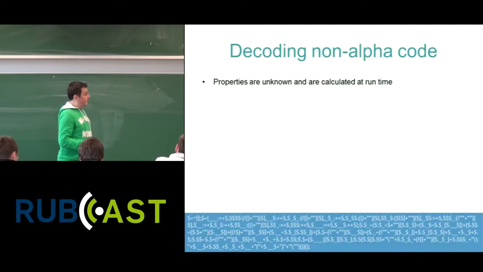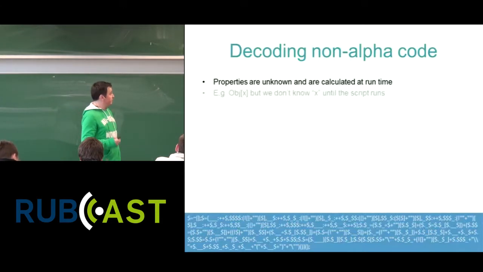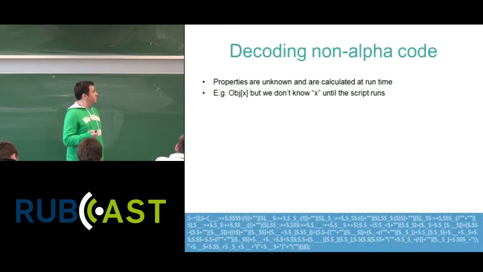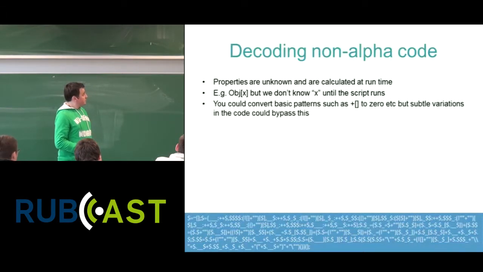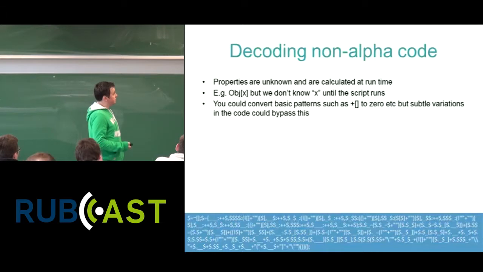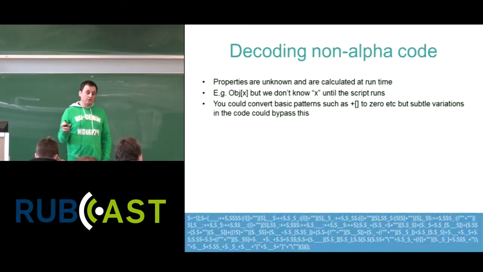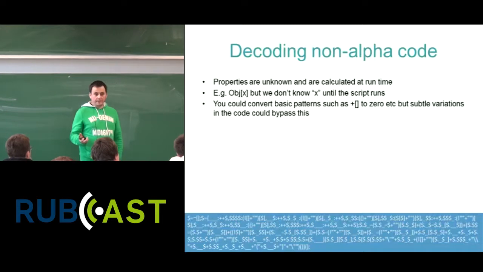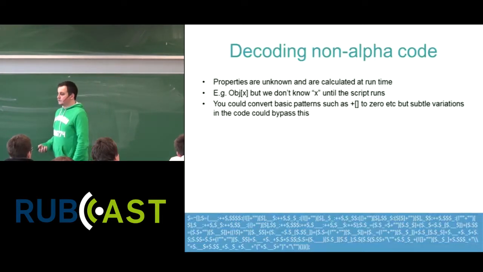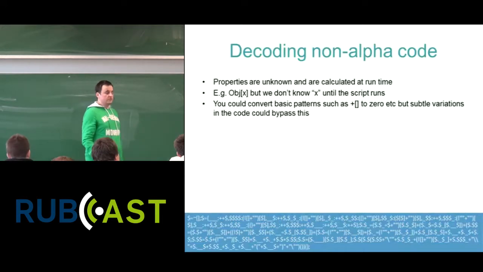So how do you decode it using all that information? Here I demonstrate, so you don't know what X is until the script runs. So how would you do it? You could convert basic patterns. You could look to see what creates 0, what creates 1. But there's so many combinations in JavaScript to do that. You could actually encode hex escape, octal escape, and then non-alphanumeric code generate as well.